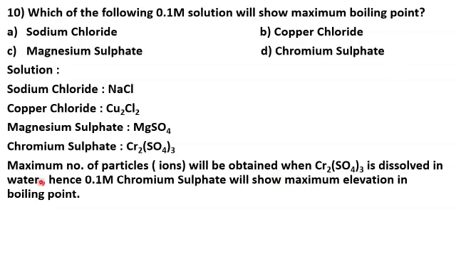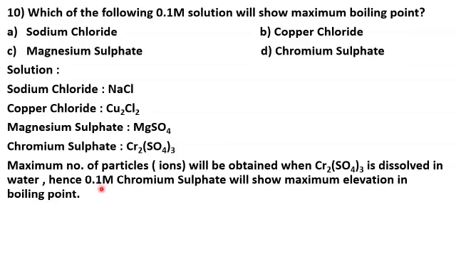water. Because when sodium chloride is dissolved in water, you will get one cation and one anion, that is Na+ and Cl-. When copper chloride is added to water, you will get one cation and one anion, that is Cu+ and Cl-. When magnesium sulfate is added to water, we get only one cation and one anion, that is Mg2+ and SO4 2-. But when chromium sulfate is added to water, it will produce two cations, Cr3+, and 3 anions, SO4 2-.